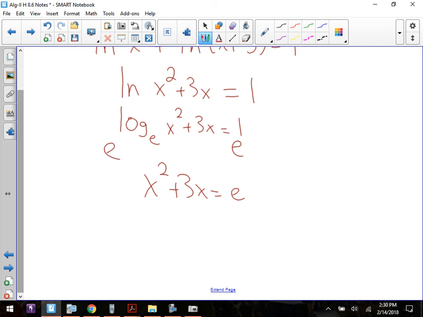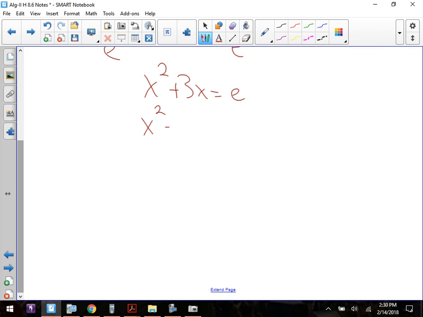All right. Again, we have to set it equal to 0 in order to solve this. So we have x squared plus 3x minus e is 0. So what times what is negative e that adds together to get 3?